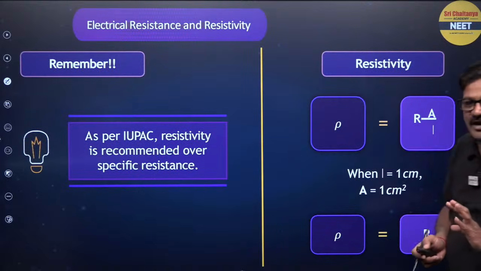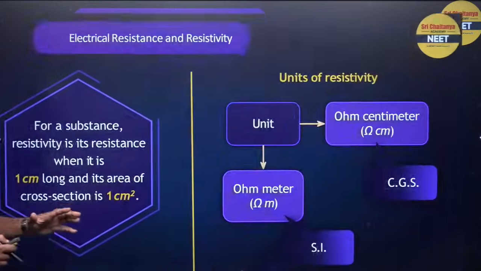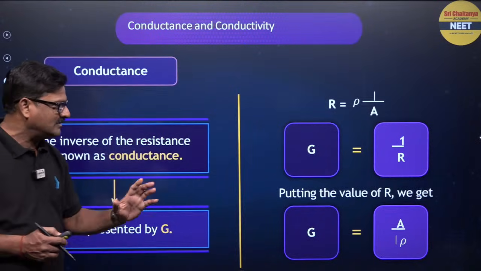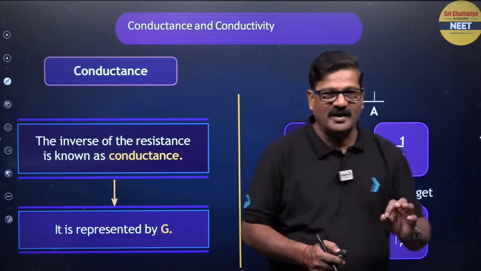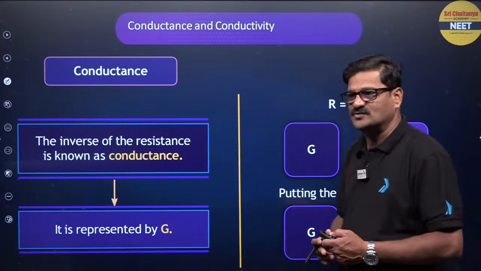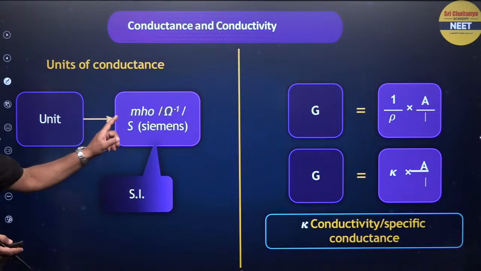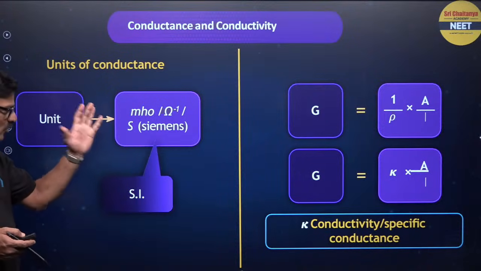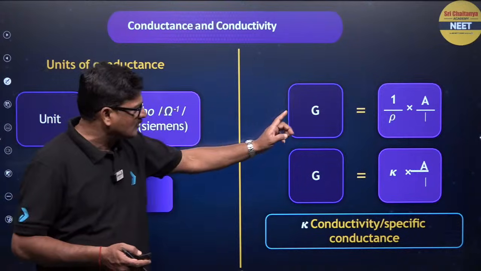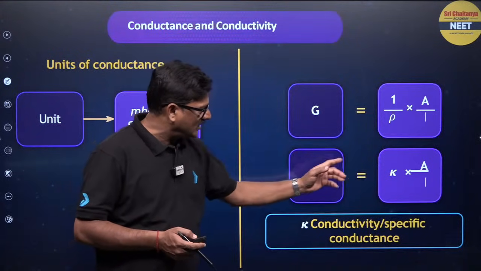Rho is equal to RA by L. The inverse of the resistivity is conductivity, and the conductance is given as G equal to 1 by R. Putting that, G is equal to A by L rho. So the inverse of the resistance is known as conductance. Units of conductance: Siemens or mho or ohm inverse. In SI units you use Siemens. So G is equal to 1 by rho into A by L, so G is equal to K into A by L.